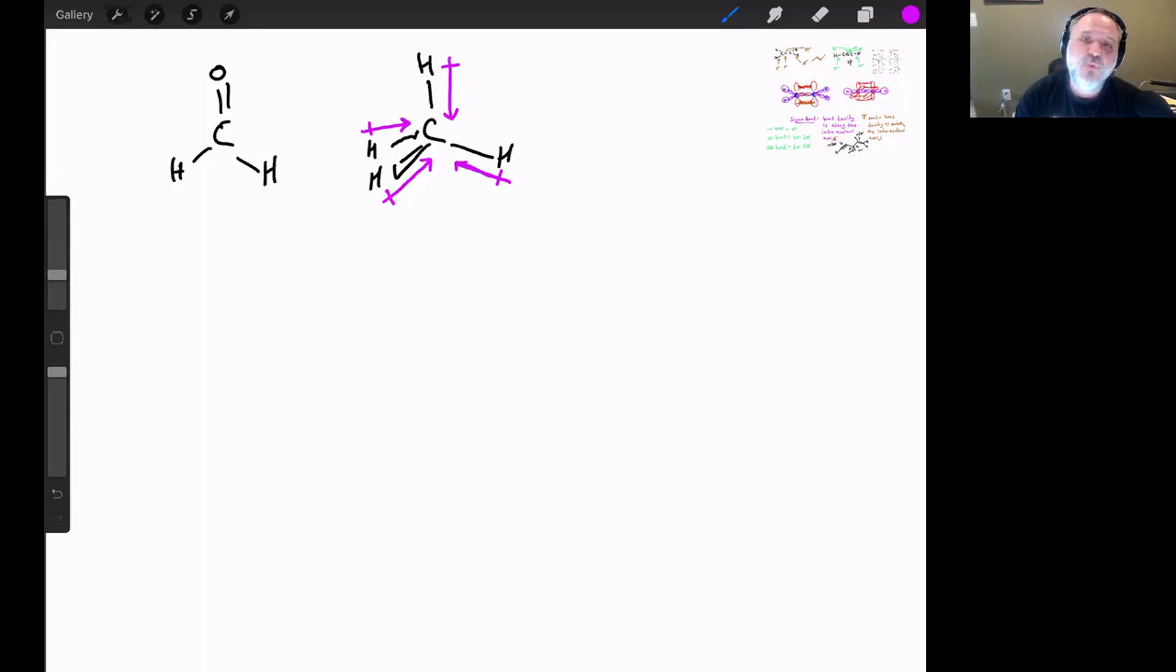This molecule is quite symmetrical. So that's why this molecule is nonpolar. All of these dipole moments, due to the symmetry of a tetrahedron, all cancel each other out.